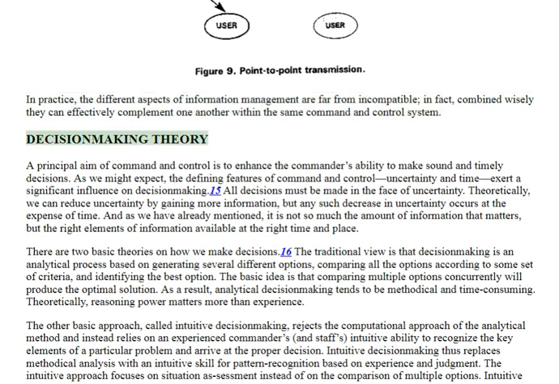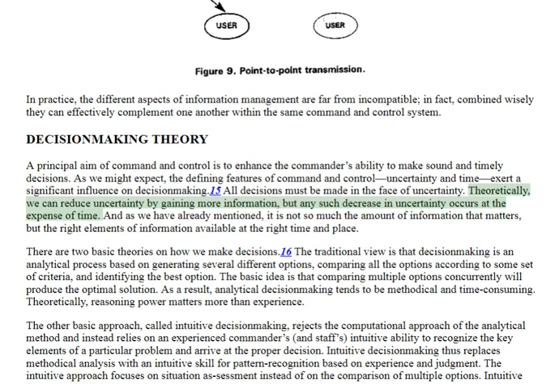Decision-making theory. The principal aim of command and control is to enhance the commander's ability to make sound and timely decisions. As we might expect, the defining features of command and control, uncertainty and time, exert a significant influence on decision-making. 15. All decisions must be made in the face of uncertainty.